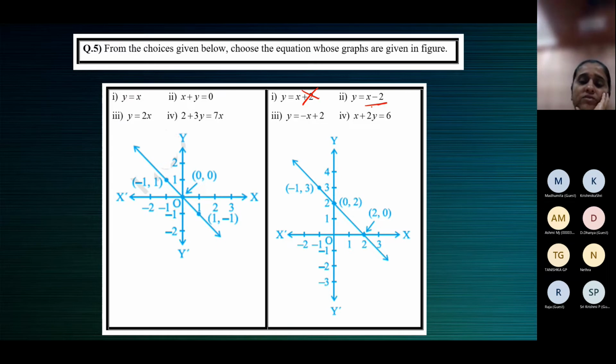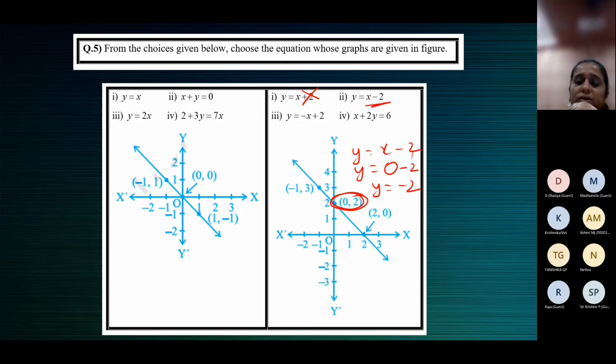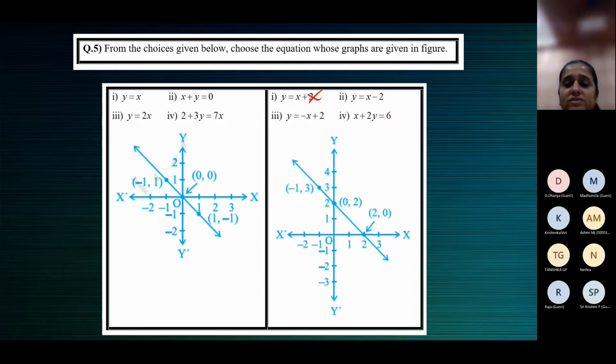Then check this one. y is equal to x minus 2. Ma'am, this is also not possible. Yes, because it doesn't work for this point, you should check with all the points. Now let's check for this one. x is 0, minus 2, so you get y is equal to -2, but you have y is equal to 2. So not possible. First and second, not possible.